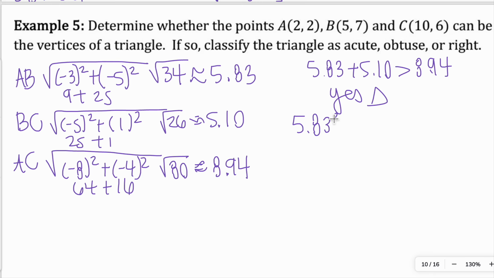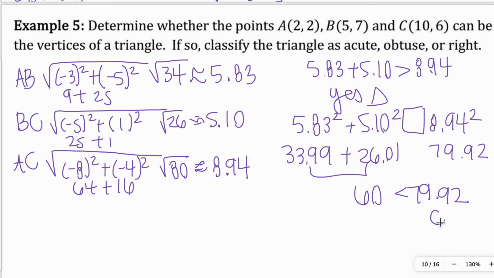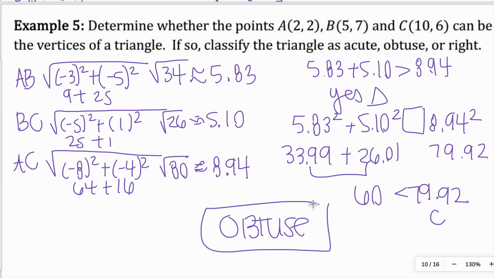5.83 squared plus 5.10 squared is what to 8.94 squared? 5.83 squared I'm getting is 33.99. 5.10 squared I'm getting is 26.01. Adding those together, I'm getting about 60. And then 8.94 squared was 79.92. So 79.92 is greater. So that means c is greater, which means this has to be an obtuse triangle. Okay?